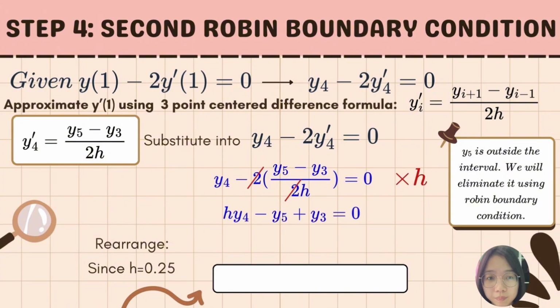Since the 2 can be cancelled out and we multiply by h, we will get h y4 minus y5 plus y3 equal to 0. We rearrange to make y5 the subject. So y5 equal to h y4 plus y3. Since h equal to 0.25, we obtain the equation y5 equal to 0.25 y4 plus y3. And this equation allows us to eliminate the ghost point y5 since it is out of the interval.